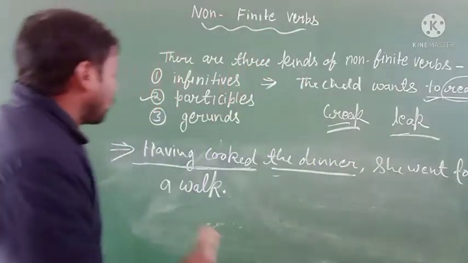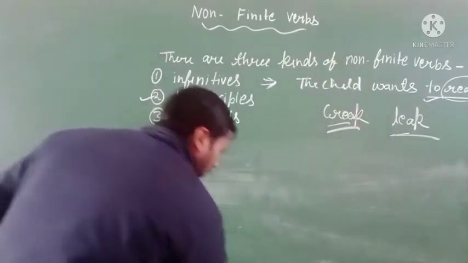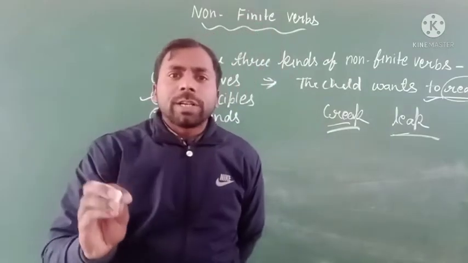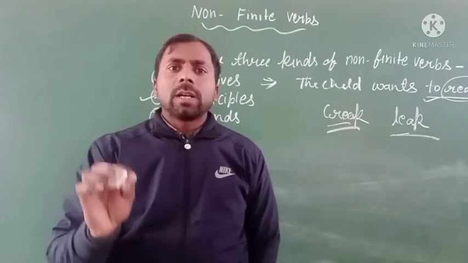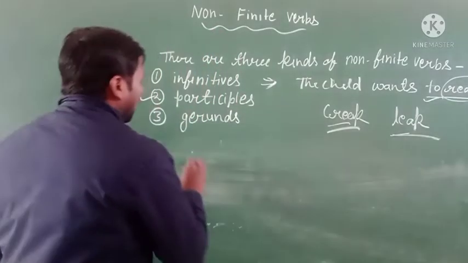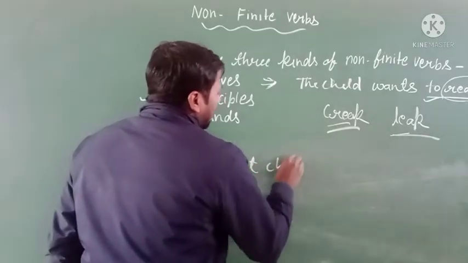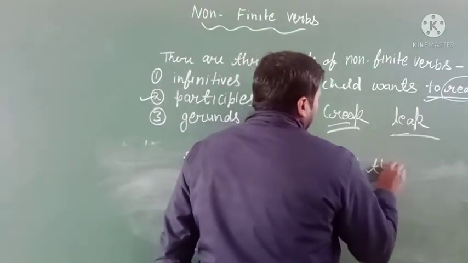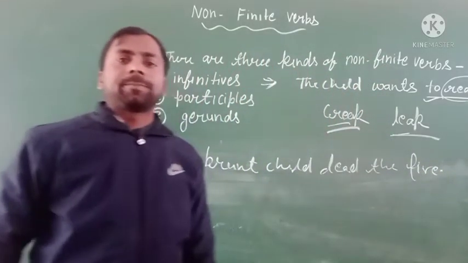And a participle may be used as an attribute. Participle is also used as an attribute. I gave an example, like the torn seed flew away, a burnt child dreads the fire. A burnt child dreads the fire.